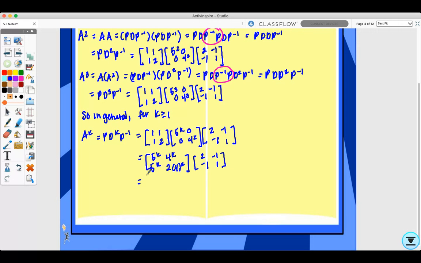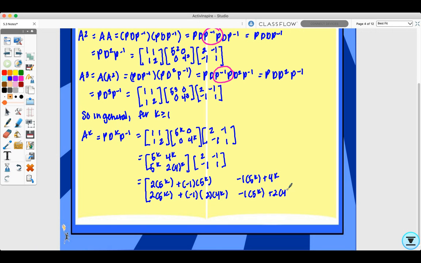And then multiplying again, our final answer for our formula would be 2 times 5 to the k plus -1 times 4 to the k, times 5 to the k. And then 2 times 5 to the k plus -1 times 2 times 4 to the k. Then here we'd have -1 times 5 to the k plus 4 to the k, and -1 times 5 to the k plus 2 times 4 to the k.